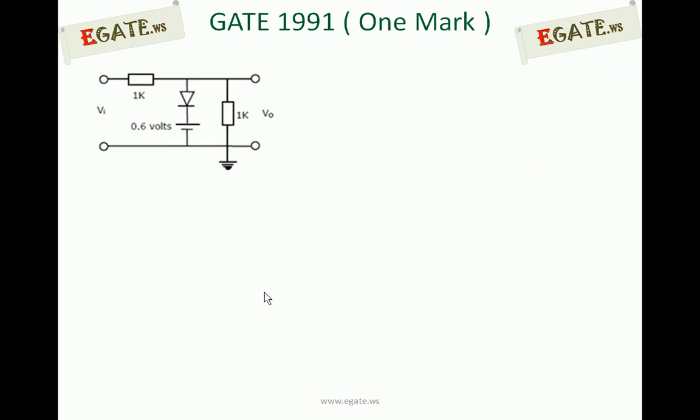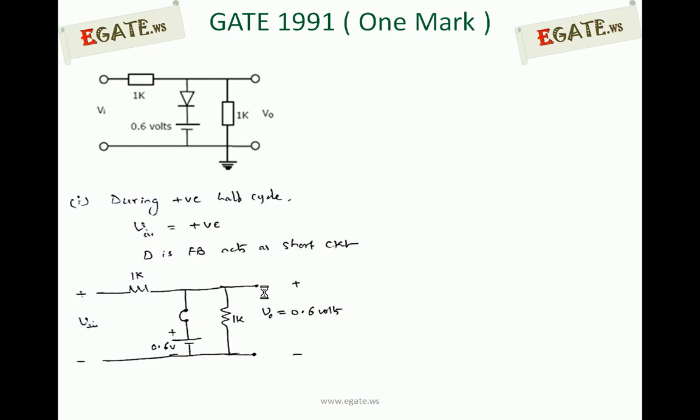So this is the circuit given. If you apply the input waveform, given the diode is ideal, during the positive half cycle all input voltages are positive, so the diode comes into forward bias. Since it is ideal, any small positive voltage greater than 0 puts the diode in forward bias. The diode acts as a short circuit, so V0 is equal to 0.6 volts.